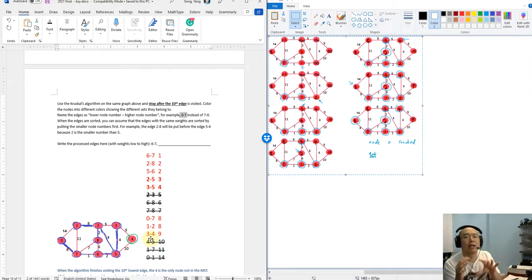So it doesn't make sense to include the edge of 2 and 3, because they are already together in one set. In this case, I'm still going to visit this edge, but I'm going to cross this out and say, okay, I'm visiting this as the number 6 edge, but I'm not going to do anything. Okay, so after you stop at the 10th edge, you will find that the only node that is still an orphan in a separate set will be node 4.